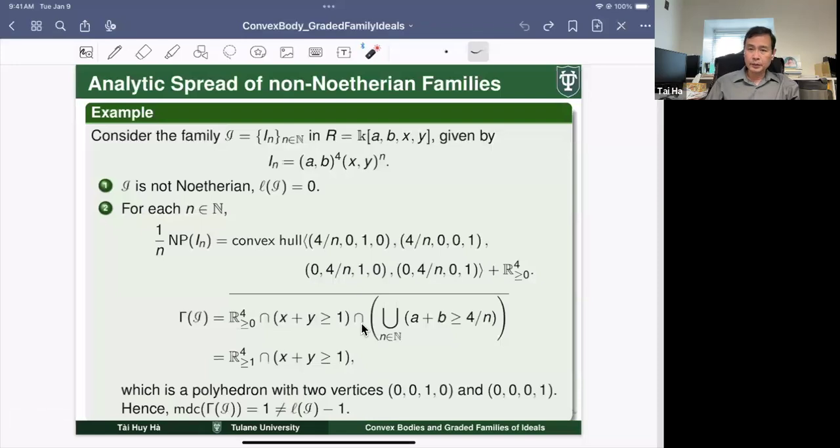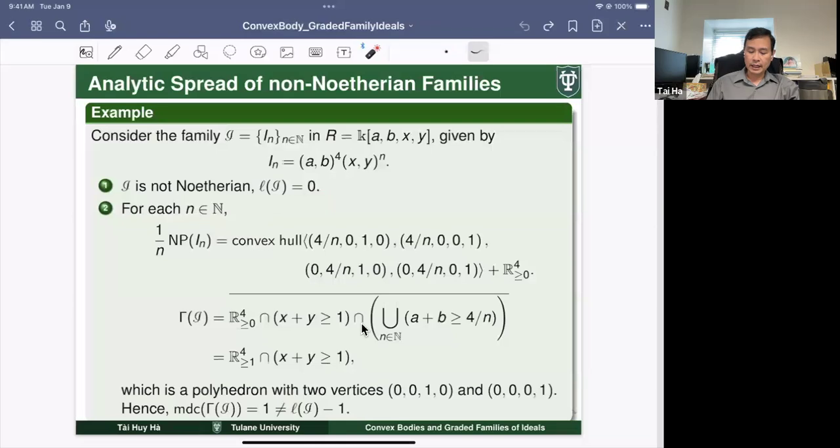So this is an example. Again, the result that we had was for a Noetherian family of ideals. What happens when the family is non-Noetherian? Unfortunately, in that case, there are examples where the result doesn't hold. This is one of them. We start with a family of ideals in 4 variables, where the nth element is (a, b)^4 times (x, y)^n. This is not a Noetherian family. The analytic spread number can be computed to be 0.